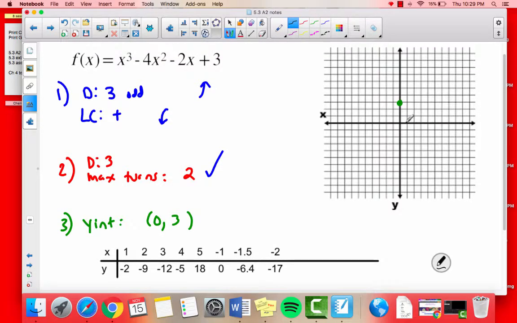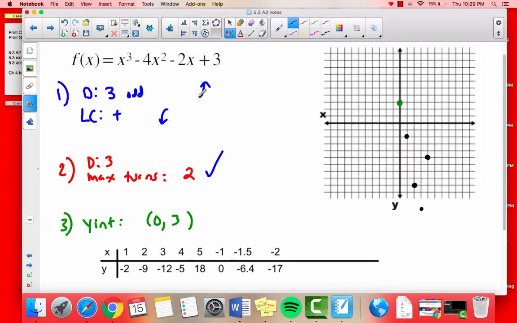I'm going to go ahead and plot those real quick on here just so we can see what this graph looks like. So I've got 1, -2. I've got 2, -9, so that's down here. 3, -12, so that's actually off my grid. And then notice that at 4, my graph starts to come back up. So 1, 2, 3, 4, 5, up to -5, which is good.